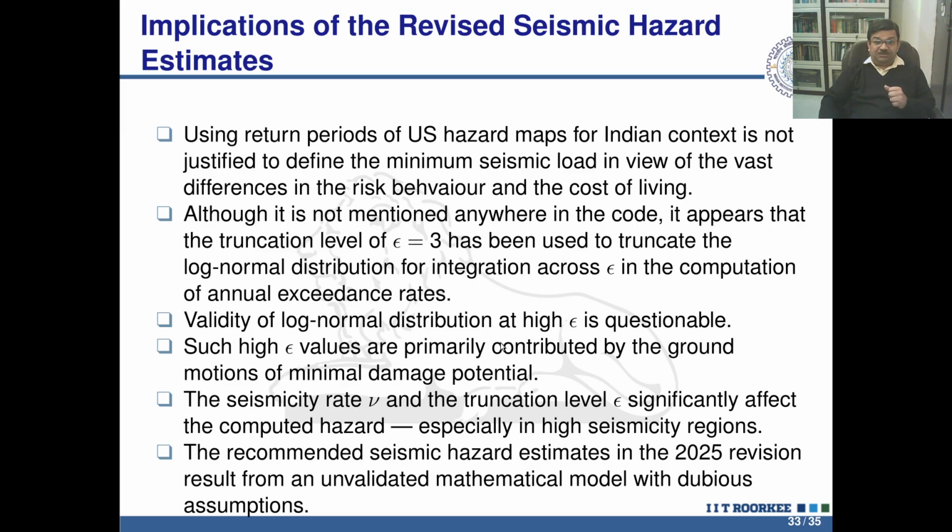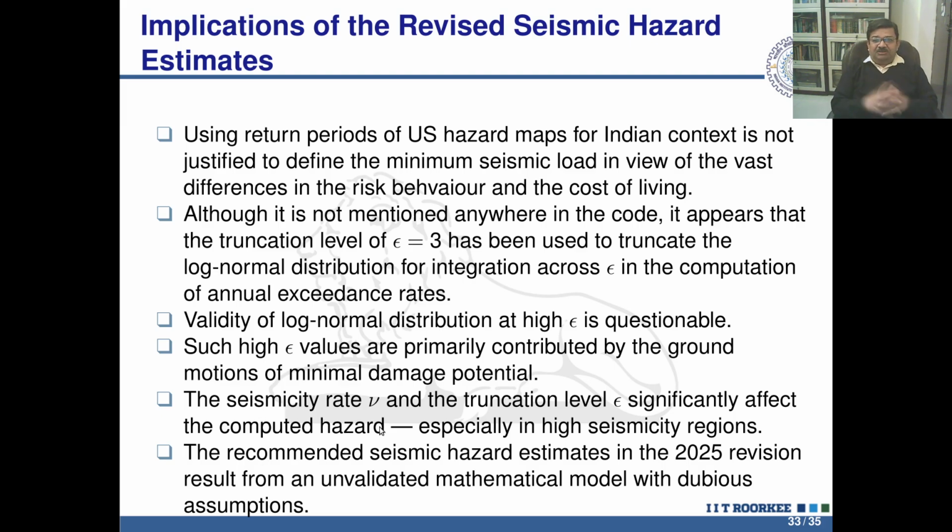Validity of the lognormal distribution at high epsilon is questionable, right? So beyond 2 epsilon, there is really no data, no basis why lognormal should be continued beyond an epsilon value of 2. And moreover, such high epsilon values are primarily contributed by ground motions of minimal damage potential. So those high epsilon values are anyway irrelevant as far as the structural response to the ground motion is concerned. Those are outliers. They should be treated as such.